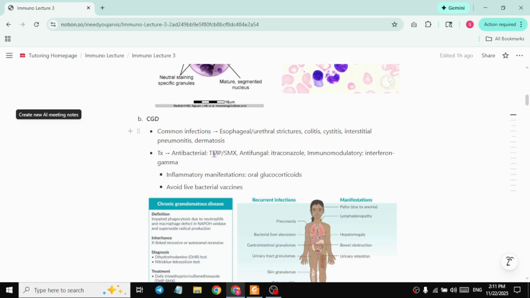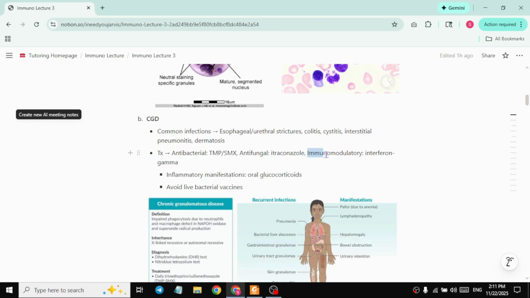So any sort of common infection, starting from the esophageal, urethral, cholecystitis, cystitis, interstitial or dermatosis, all of these are possible. Okay, it doesn't just have to be upper respiratory infections. Now, what are you going to do for treatment? Treatment is just based on antibiotics again, and if you have fungal infections, you can give antifungals.